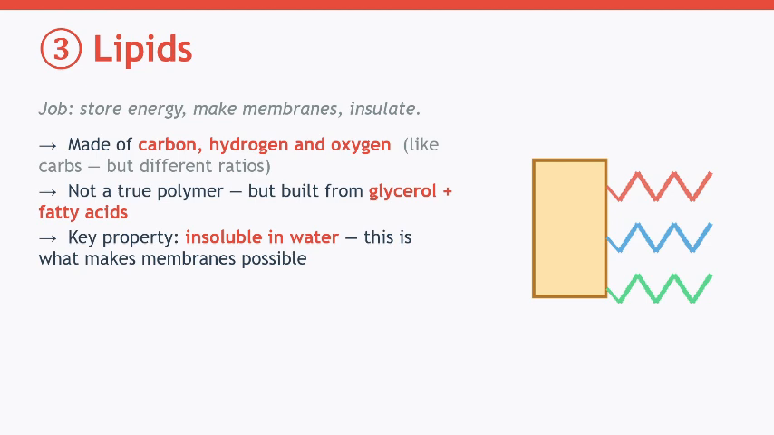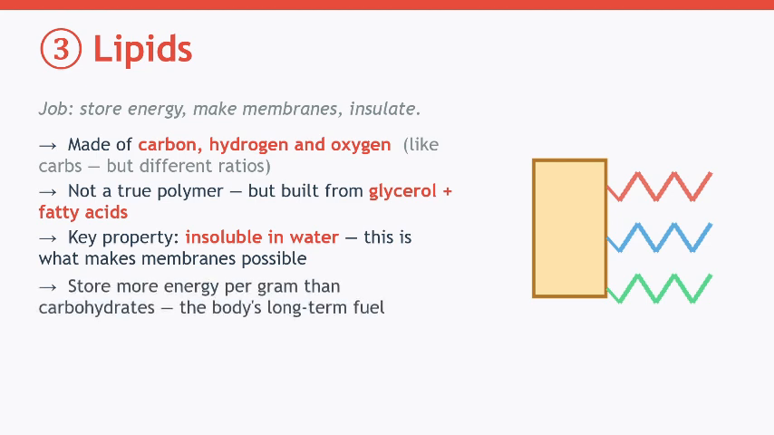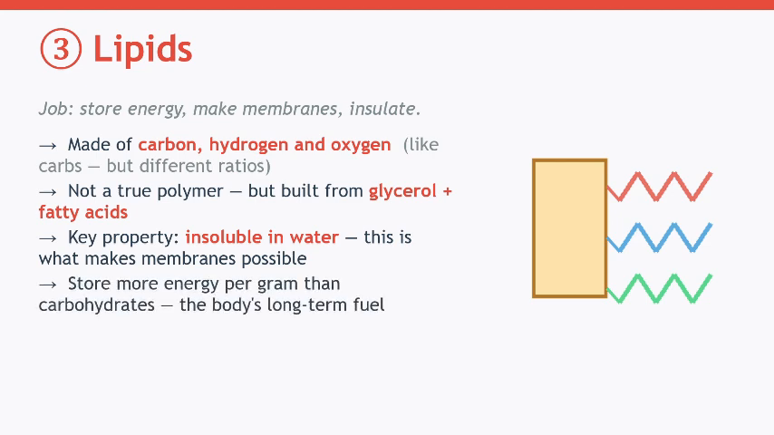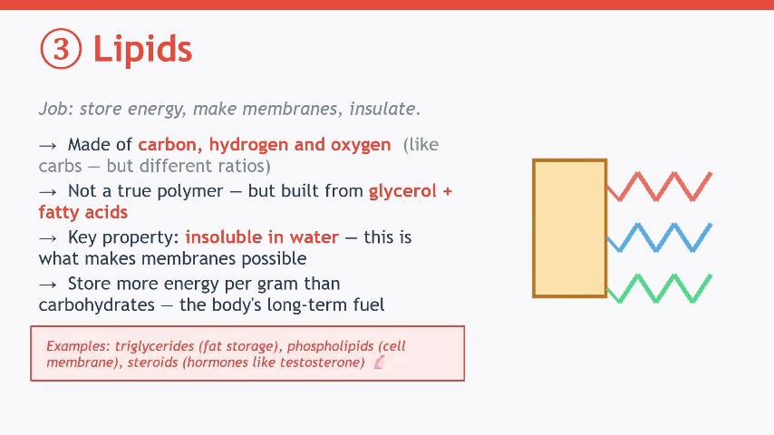Remember the phospholipid bilayer we covered earlier? That's a lipid. Lipids also store more energy per gram than carbohydrates, about twice as much, which is why the body uses them for long-term fuel storage. And steroids like testosterone and estrogen are also lipids, so they play a massive role in hormone signaling too.